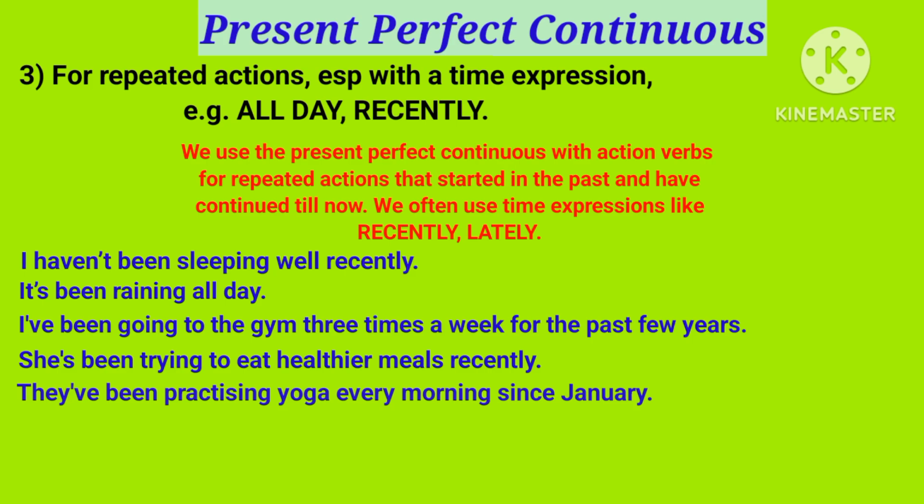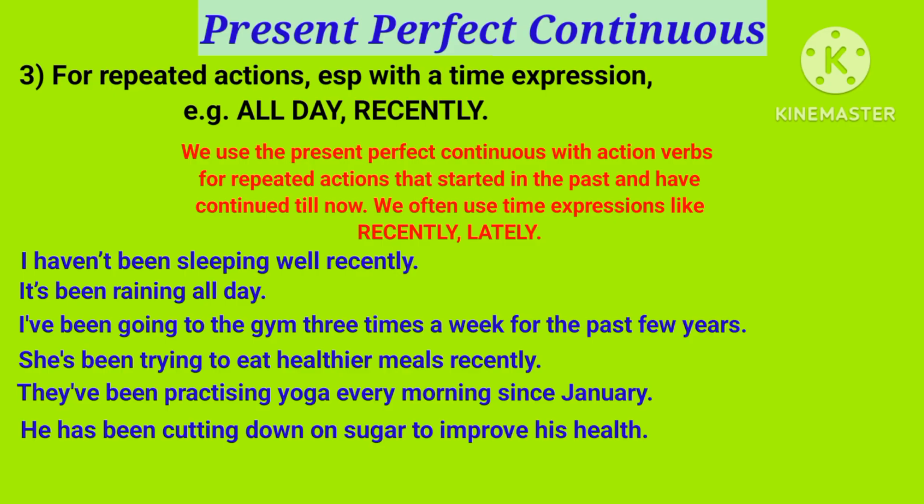Next: they have been practicing yoga every morning since January. Practicing yoga is a regular repeated action. It started in January and continues today. So every morning here shows a clear repetition. He has been cutting down on sugar to improve his health. So this is an ongoing repeated behavior change, cutting down on sugar.